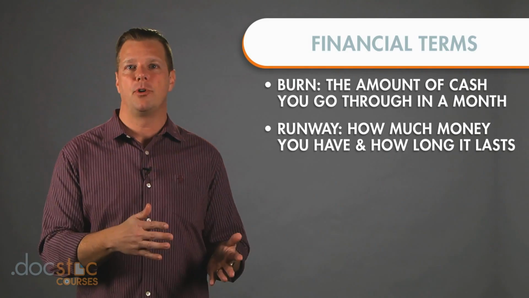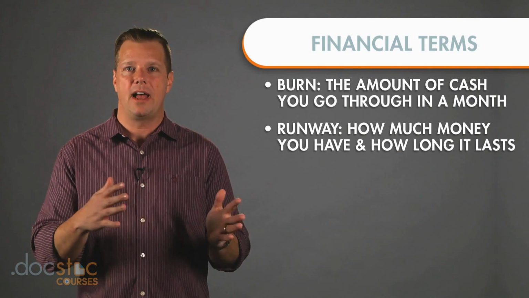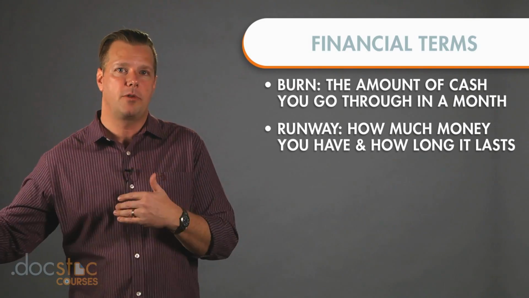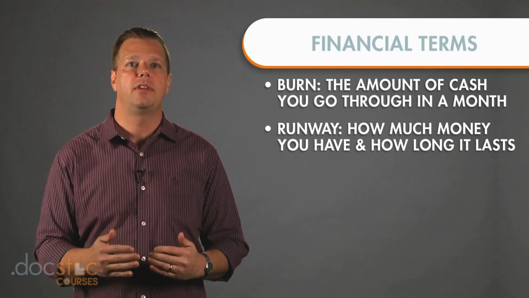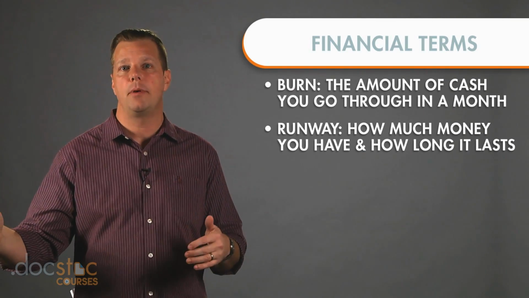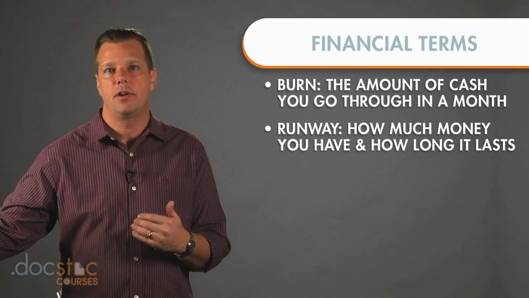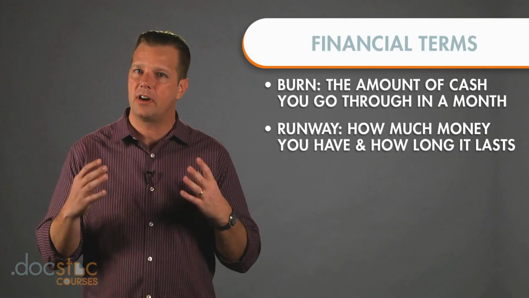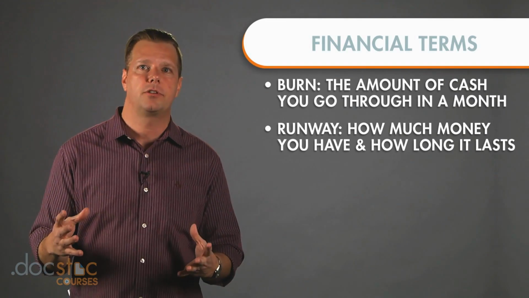The next part of burn is really runway, which is based on your burn. How much money do you have and how long will it last you? That's your runway. So if your burn is $50,000 a month and you have $500,000 in the bank, you have a 10-month runway. Very simple numbers, but you want to make sure you understand those terminologies.